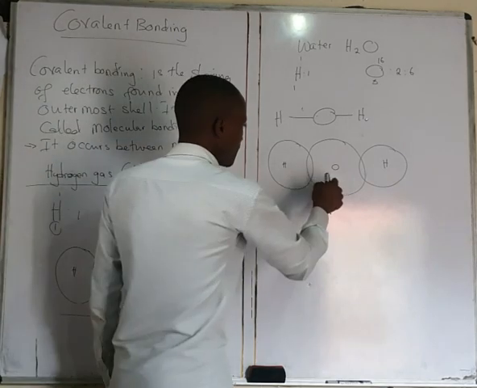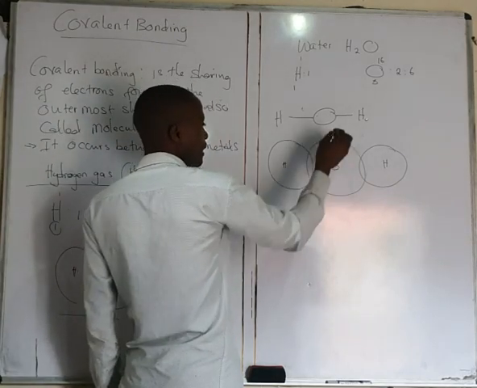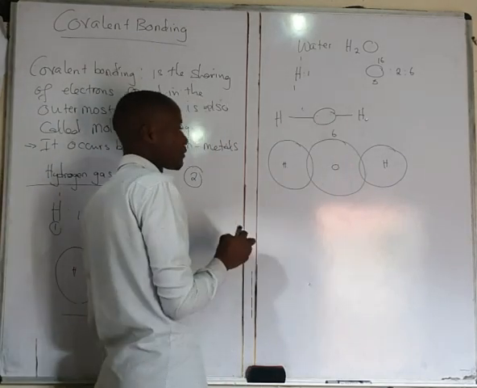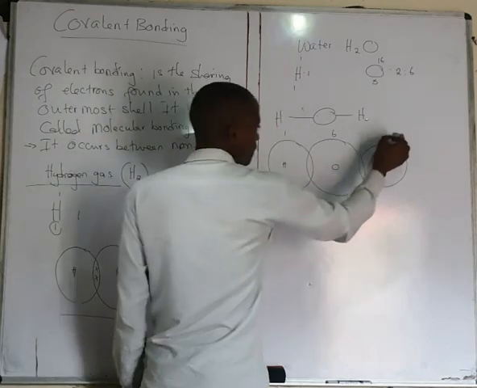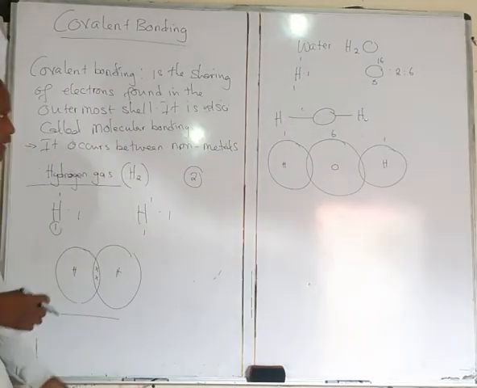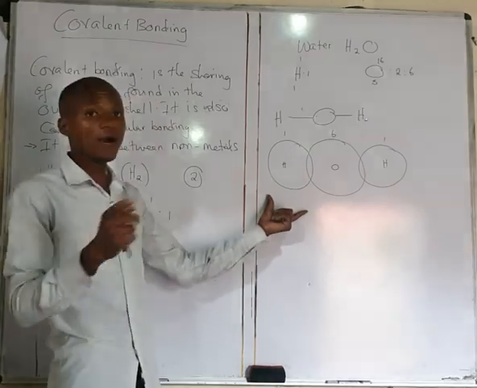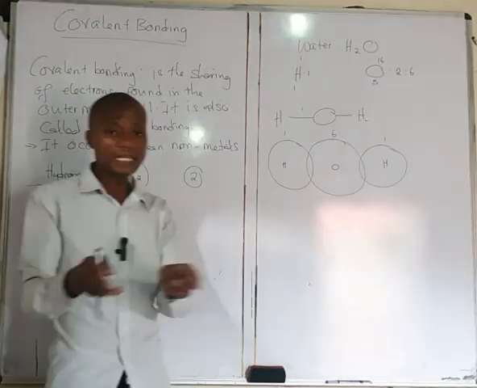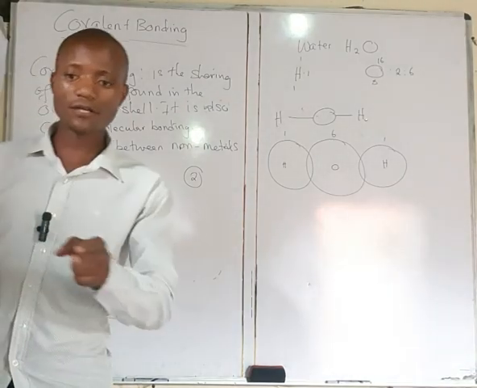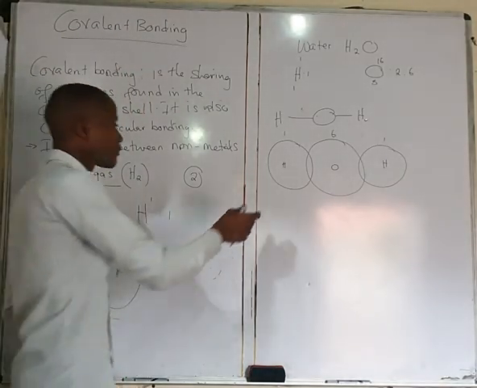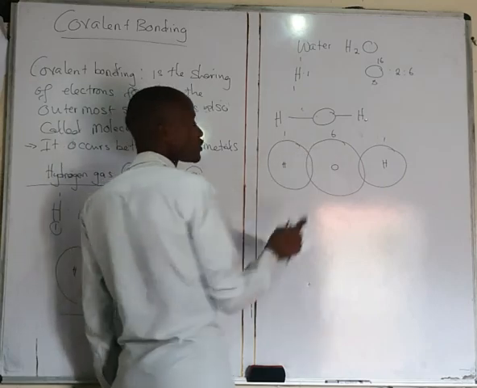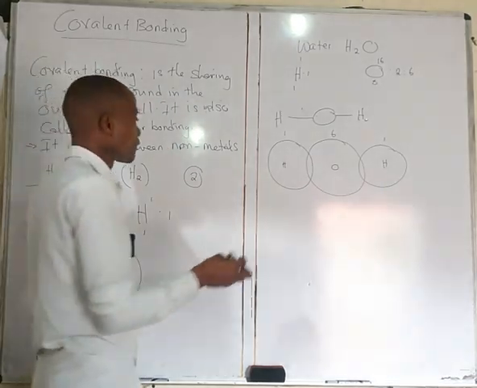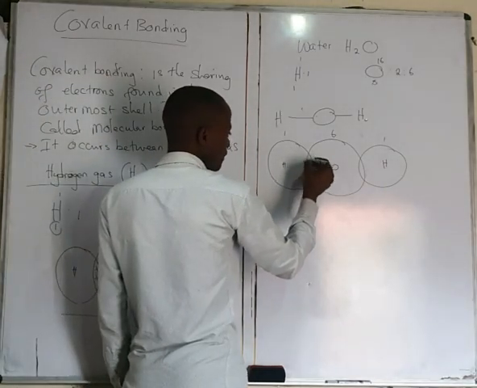Okay, so this oxygen atom has 6 electrons in the outer shell. This one has 1, that one has also 1. Now, these hydrogen atoms need 1 electron to be stable. So the number of electrons it needs to be stable is the same number it has to share. So this hydrogen needs 1, so it will share 1 electron with oxygen.